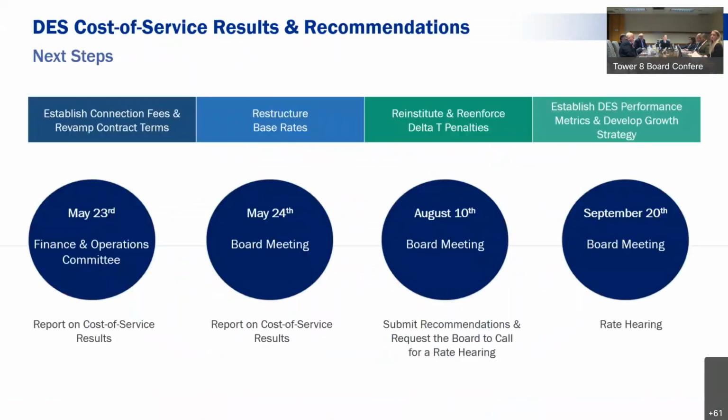All right, and we'll just end on the timeline. Staff is planning to request the board to call a rate hearing in August to then hold the rate hearing for the new chilled water rates in September. And just like Jay mentioned, all of our current customers have been contacted by their account executive. They've been made aware of the new proposed rates, the financial impact, and the proposed timeline, and they've been offered personal meetings one-on-one. And with that, my presentation is concluded, and I'm happy to answer any additional questions.